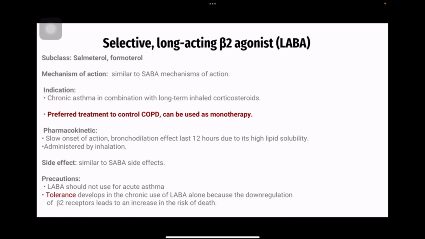Precautions: LABA shouldn't be used for acute asthma, and tolerance develops with chronic use of LABA alone, because the down regulation of beta-2 receptors in the lungs leads to an increased risk of death.